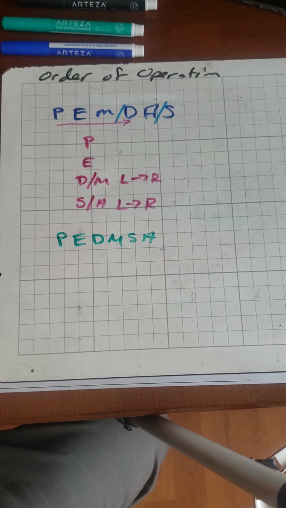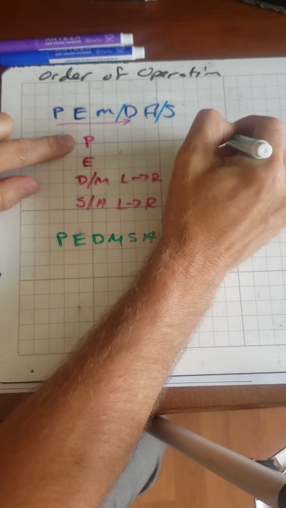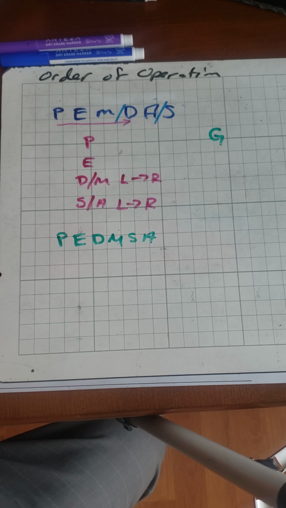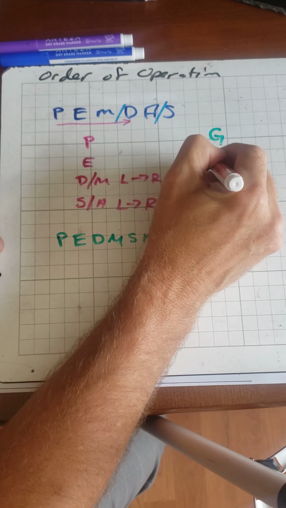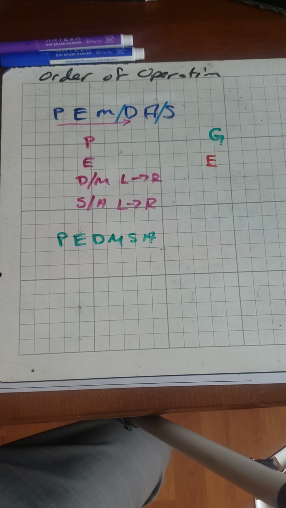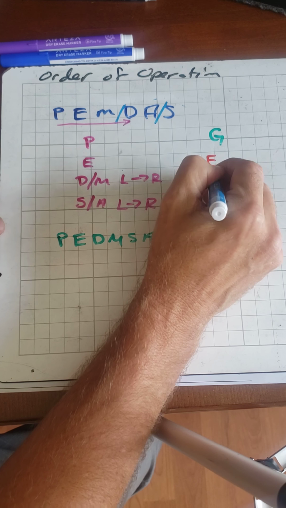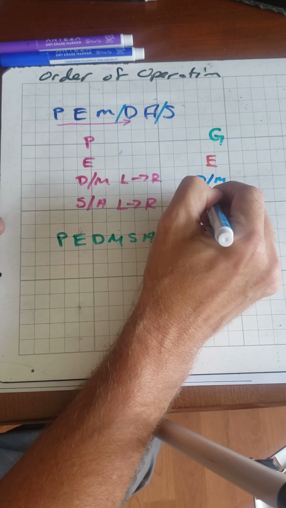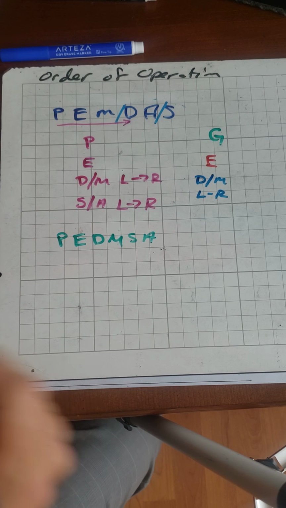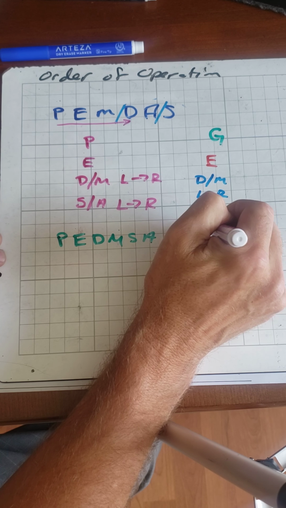Okay, so my favorite way of doing this is not a P, but a G. Okay, we'll talk about the G in a minute. And then after that, I do the E, which is the same as there. And then I do the M and the D. And I do those left to right. And then the last thing I do is the S and the A. And I do those left to right.